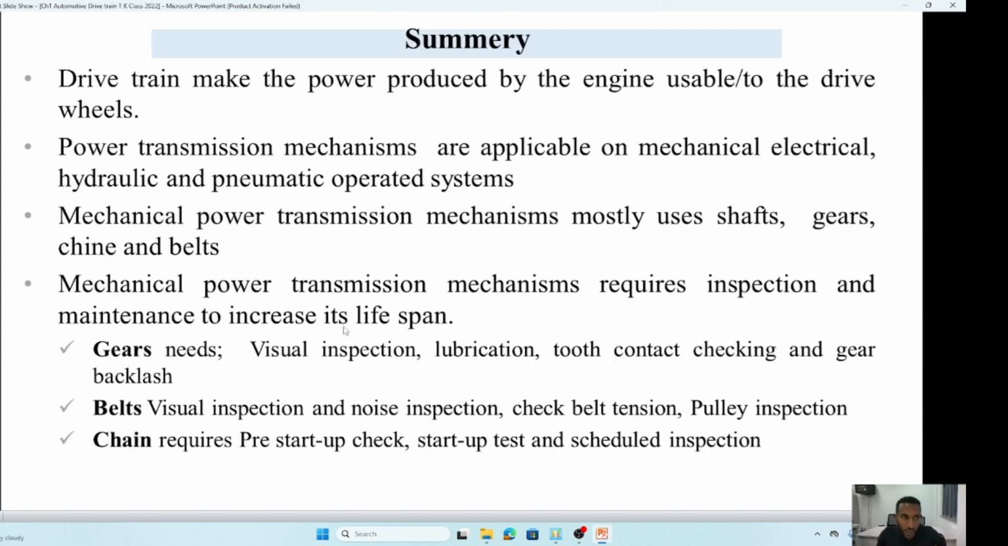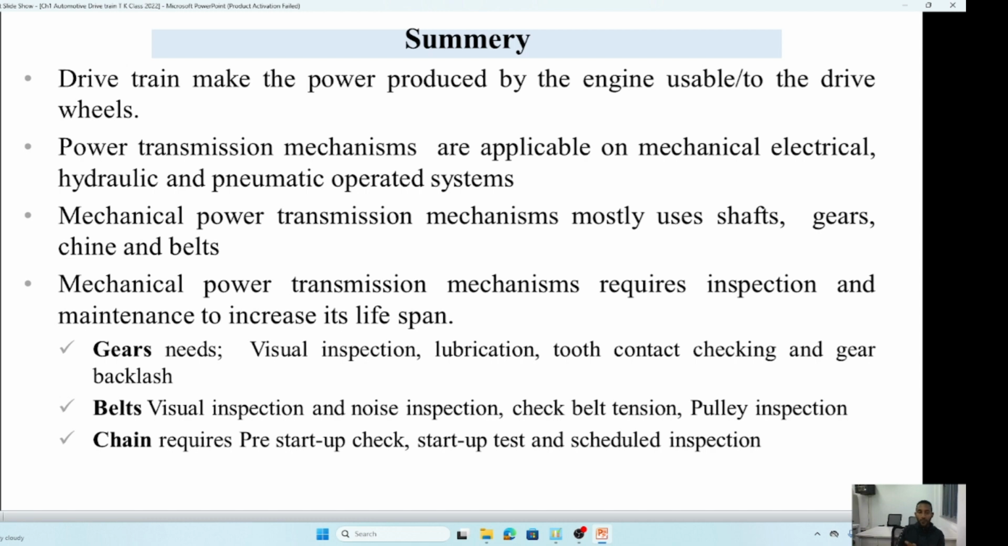Let's have a summary for this part. As we know, the drivetrain makes power produced by the engine usable to the drive wheels, and this power transmission mechanism is applicable to mechanical, electrical, and hydraulic operating systems. Mechanical power transmission mechanisms mostly use shaft, gear, chain, and belt. And from this part, the mechanical power transmission mechanism requires frequent inspection and maintenance to increase lifespan.